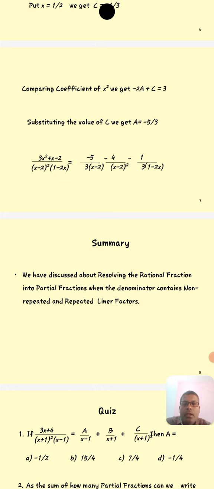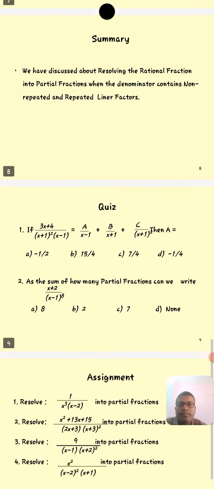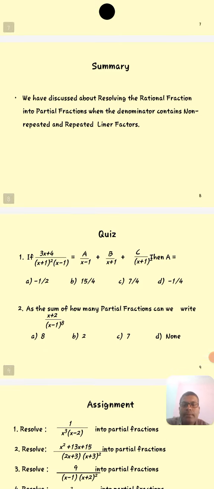We have to see the summary. We have discussed resolving the rational fraction into partial fractions when the denominator contains non-repeated and repeated linear factors. Are we clear? That type of problems we discussed in today's class. Okay, now we see the quiz.